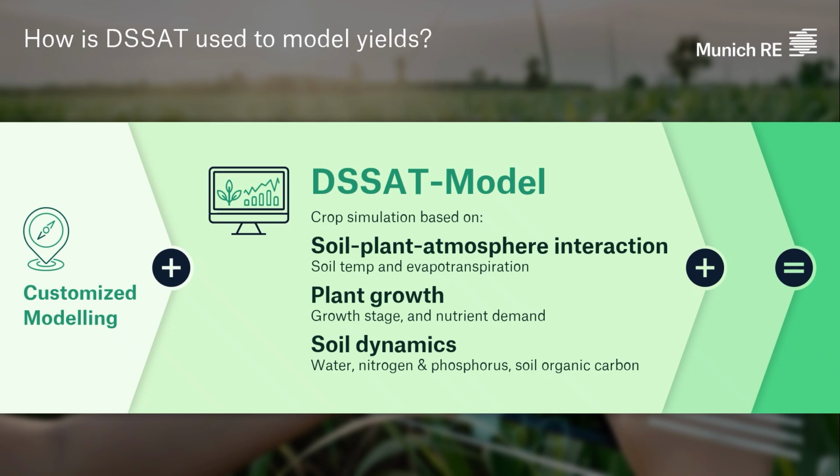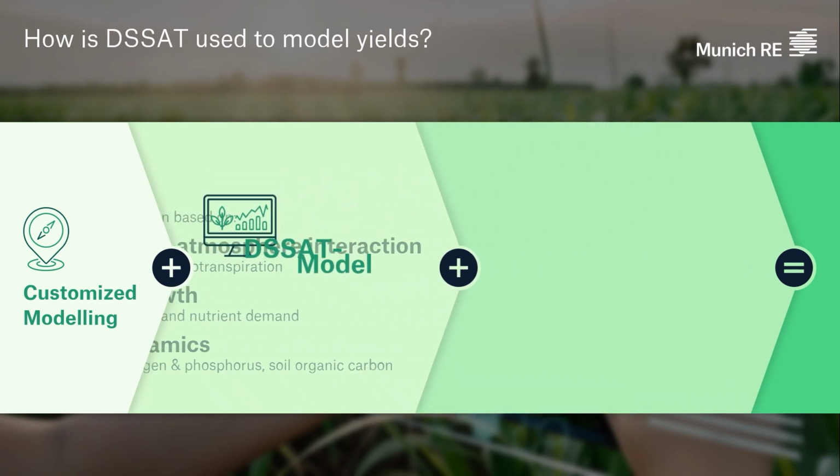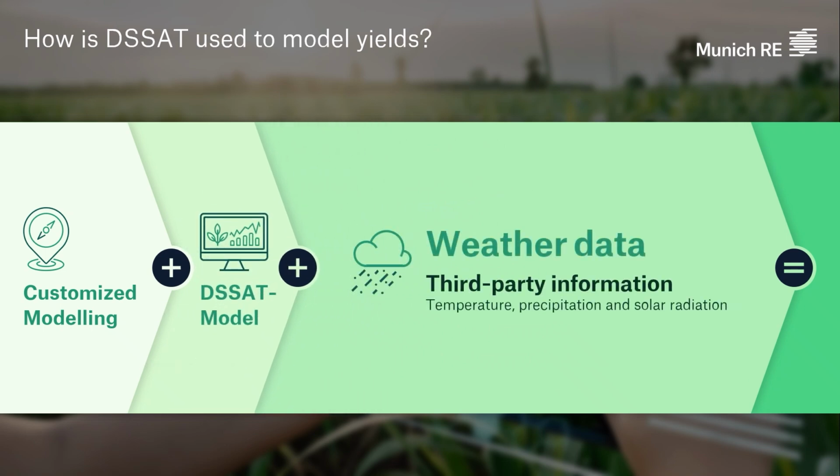In simple words, DSSAT simulates the interaction of available water, the major nutrients like nitrogen and phosphorus, and the soil organic carbon. Of course, all these processes are influenced by one big factor: the weather's variability throughout the season. For this, the major drivers of plant growth, temperature, precipitation, and solar radiation, are taken into account. This data also comes from independent data providers.